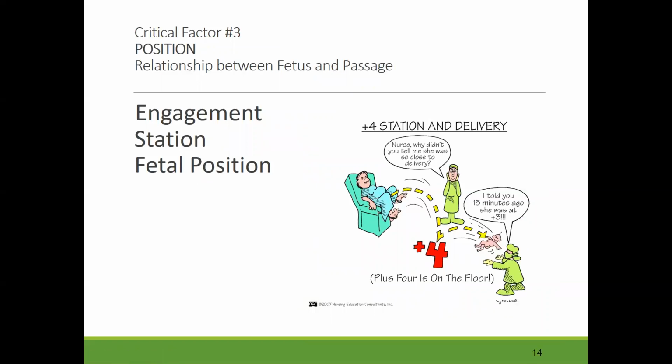All right, so critical factor 3 is position, the relationship between the fetus and the passage. So we talk about engagement, station, and fetal position on this one. In this nice little picture, we have +4 station and delivery. So the doc says, nurse, why didn't you tell me she was so close to delivery? And the nurse says, I told you 15 minutes ago she was at a +3. So +4 is on the floor. Okay, so stay with me here. We're going to move to the next slide, which will make so much more sense for this.